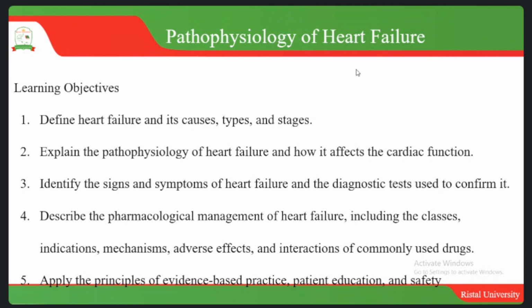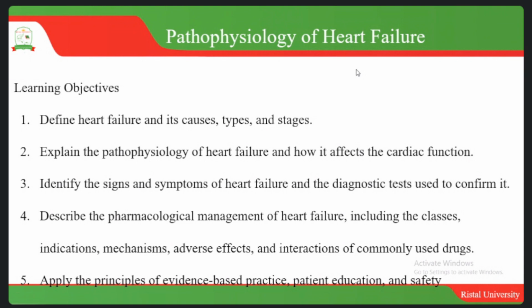In relation to this module of pharmacology, we are starting with cardiac failure, which is one of the common conditions. Here I want to start with the objectives of this topic. The first objective is to define heart failure and its causes, types, and stages. We also need to explain the pathophysiology of heart failure and how it affects cardiac function.